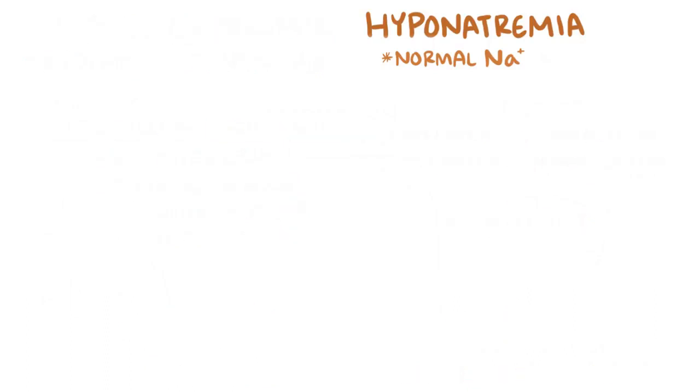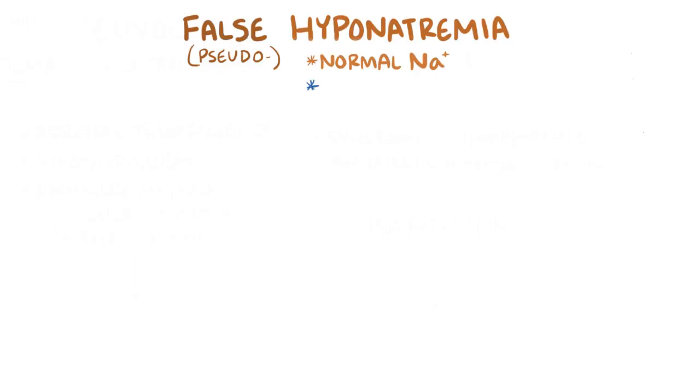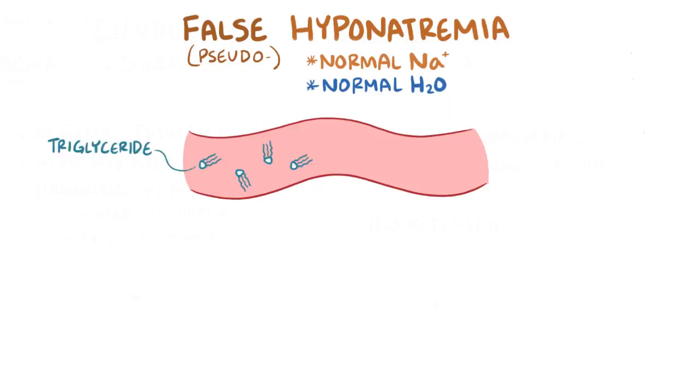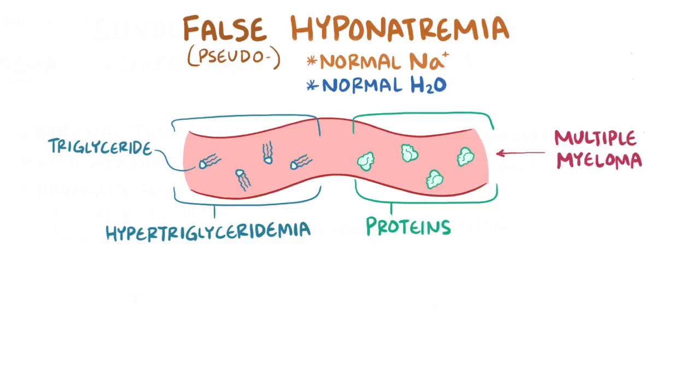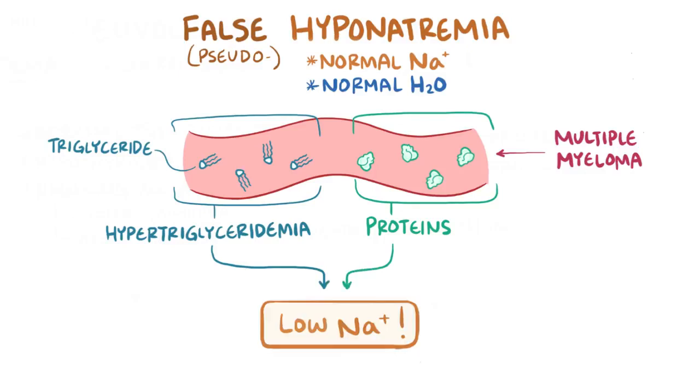Now, there's one final type of hyponatremia, and it's sometimes called a false hyponatremia or pseudo-hyponatremia. This is where the body water and sodium levels are normal, but there's an excess amount of lipids, like in hypertriglyceridemia, or there's an excessive amount of proteins, like in multiple myeloma. High levels of lipids and proteins affect the laboratory instruments that measure the sodium concentration, and this makes the instruments say that the sodium concentration is too low, which is false.